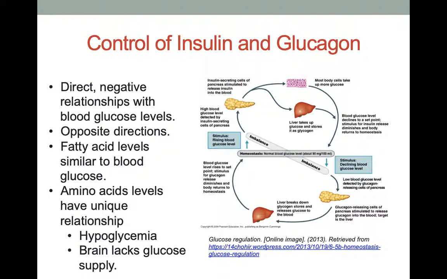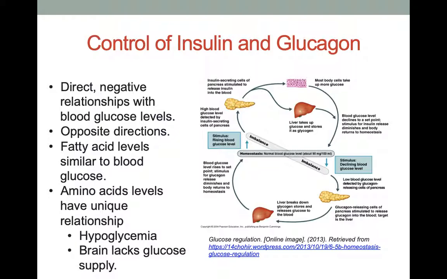For fatty acids, the pattern or behavior is similar to that of the blood glucose. So if we have decreased levels of fatty acids, we're going to see decreased levels of insulin and increased levels of glucagon. If there's less fatty acids, we're going to stop absorbing them and we're going to start releasing them by breaking down the stored energy we have. Amino acids tend to have a more unique relationship. If there's elevated amino acids, we actually increase the production of both insulin and glucagon.